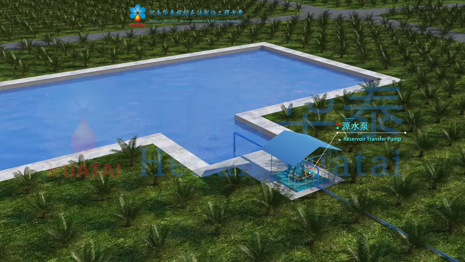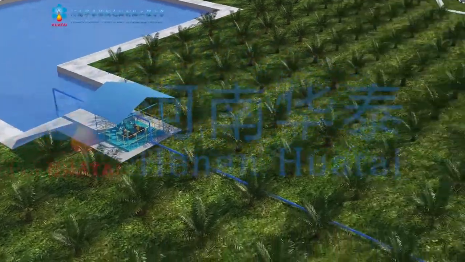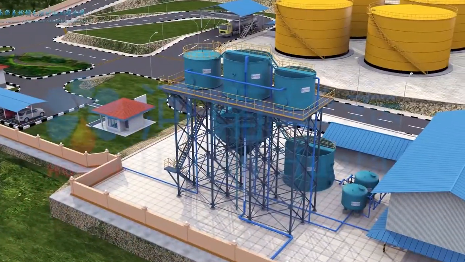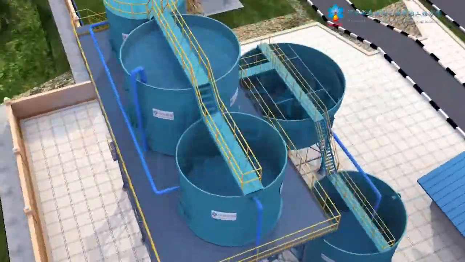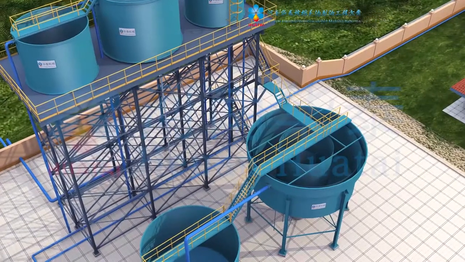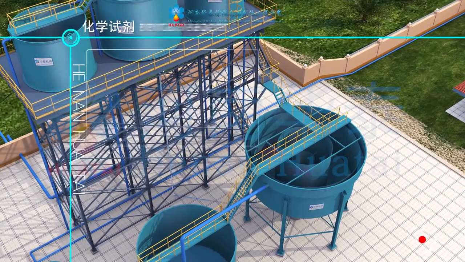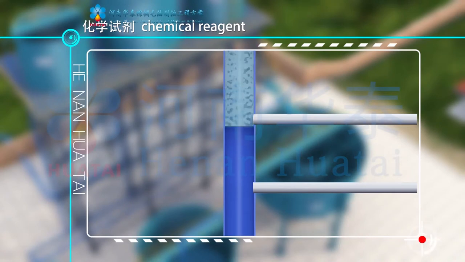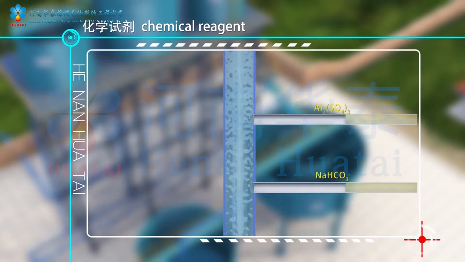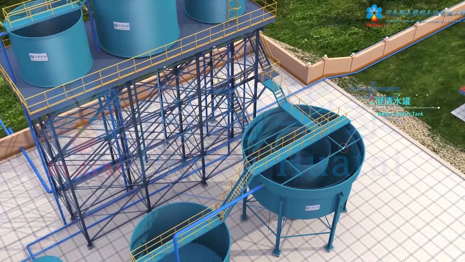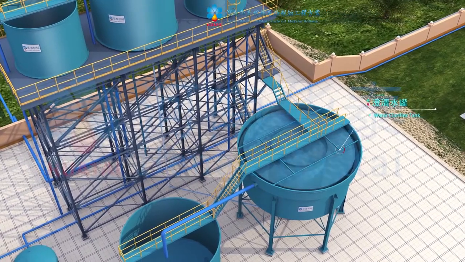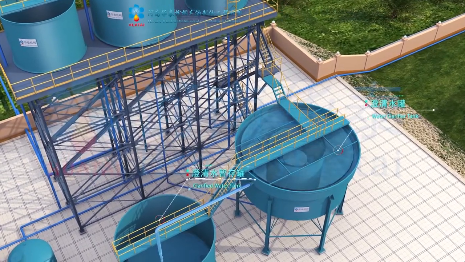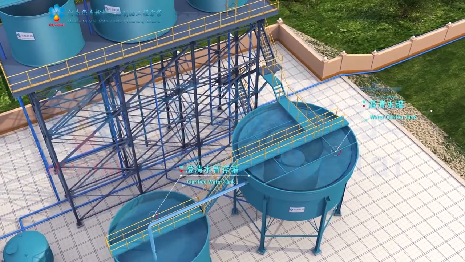Water in the reservoir is conveyed to the elevated water tank by the reservoir transfer pump. In the pipeline, add chemical reagent from the chemical tank to adjust the pH value of water. Water flows into the water clarifier tank bottom. After overflow and clarification separation, separate sand and impurity out and enter the clarified water tank.